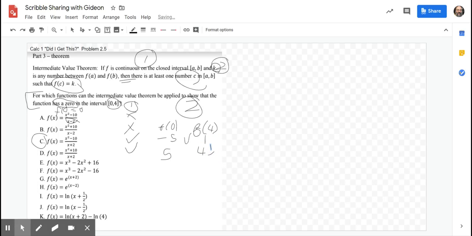Uh-oh. We don't know if we include 0. I mean, 0 is not in that interval between 5 and 4 1/3, so that's a no. We cannot apply the theorem.